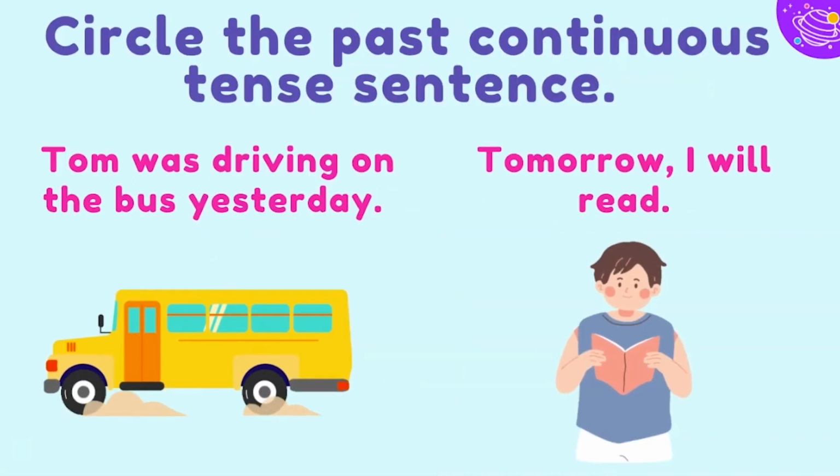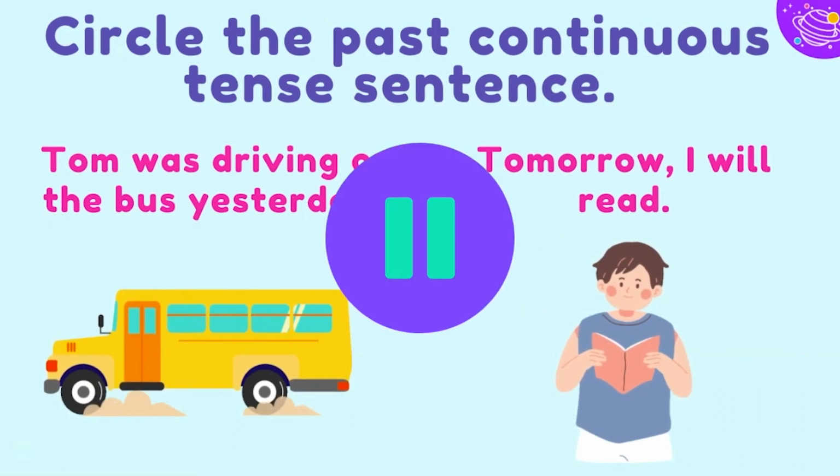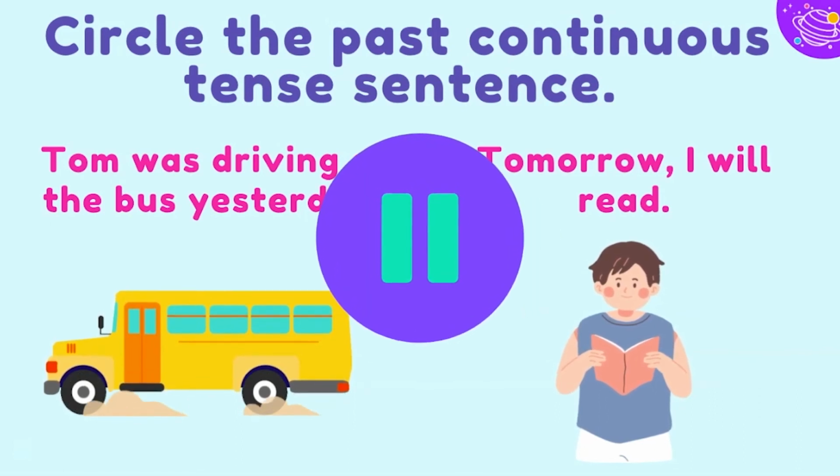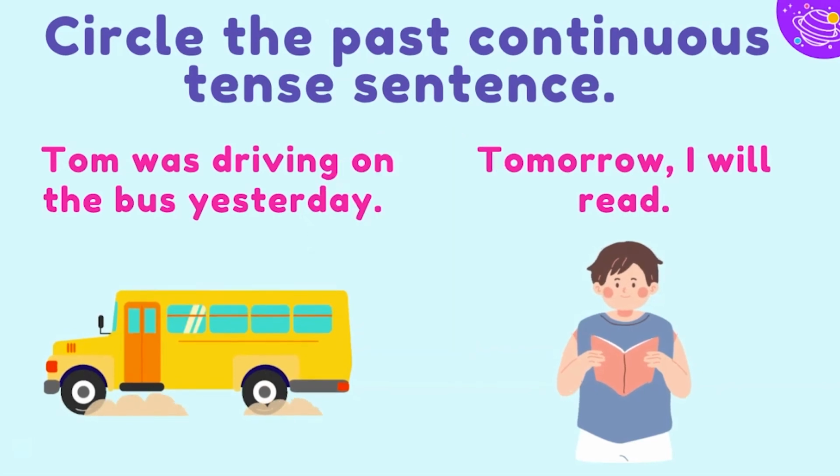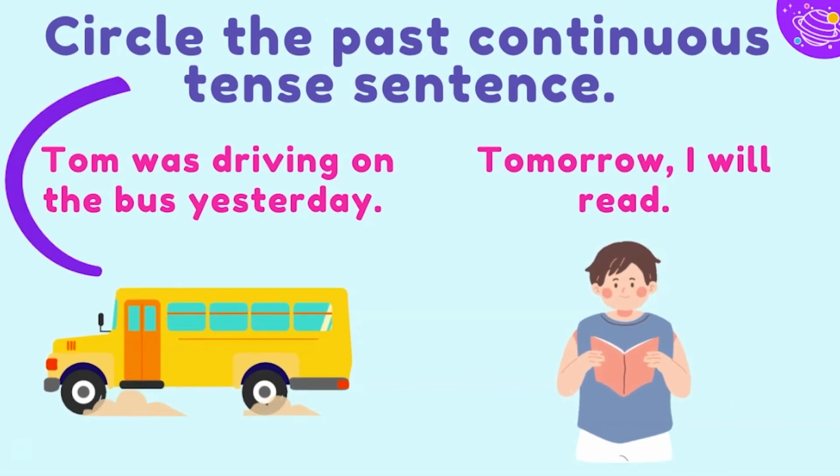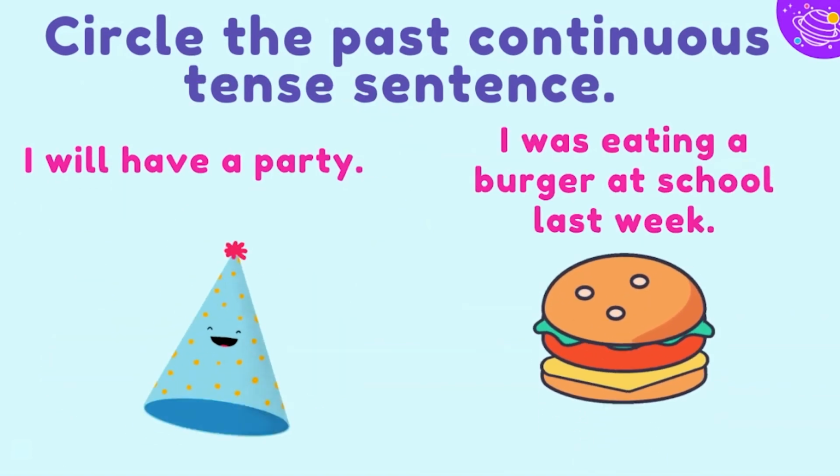Now, circle the past continuous tense sentence. Is it Tom was driving on the bus yesterday? Or tomorrow I will read? Pause to think or keep watching for the answer. So the correct sentence is Tom was driving on the bus yesterday. Let's try one more.